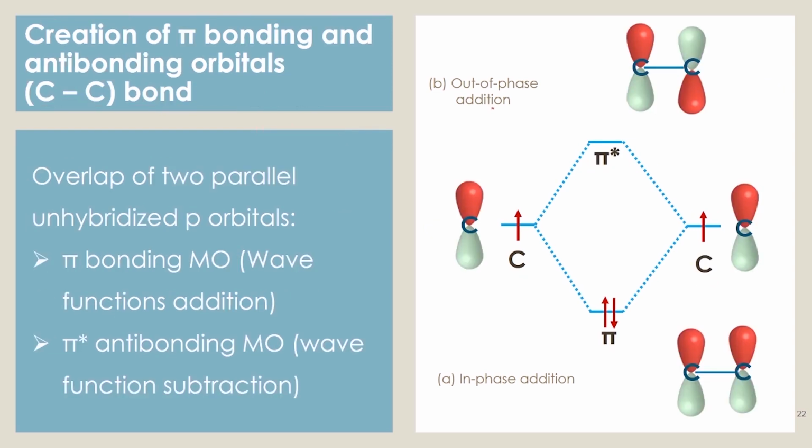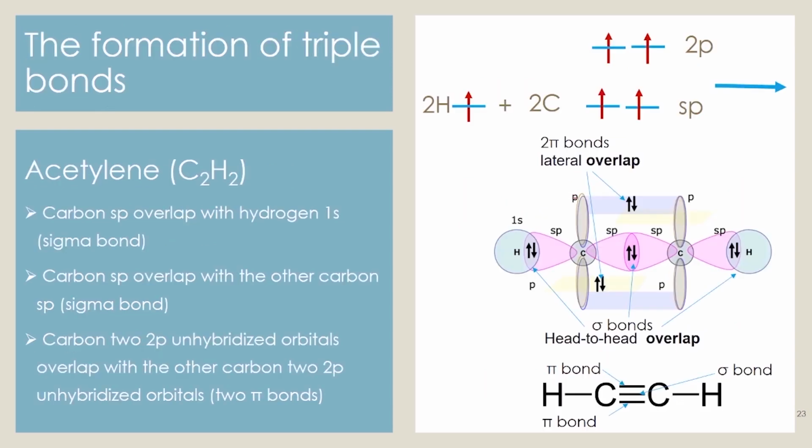Moving to the combination of unhybridized orbitals. When 2 unhybridized p orbitals overlap, usually they are in parallel positions to each other. The addition of the wave functions gives the pi bonding molecular orbital, and subtracting the wave functions gives the pi antibonding molecular orbital. By now you know each time we have a triple bond, this means we have sp hybridization.